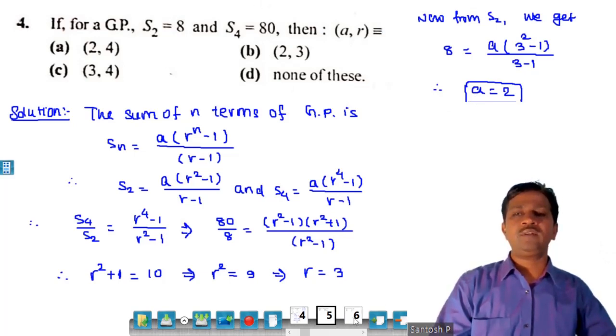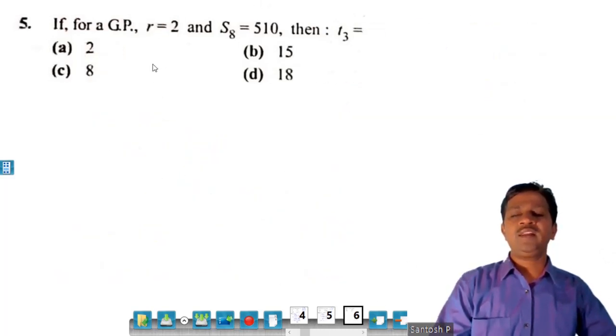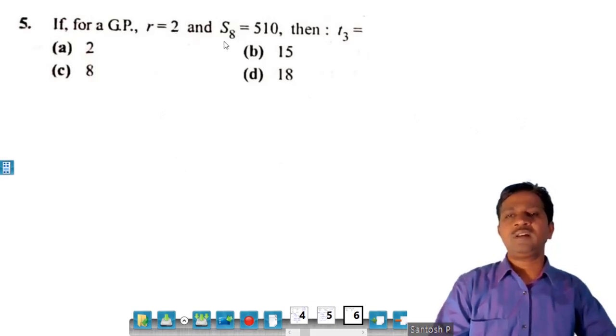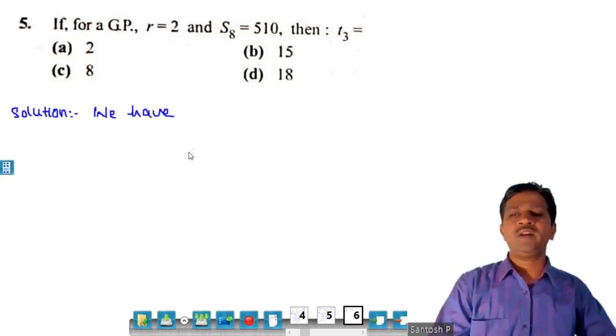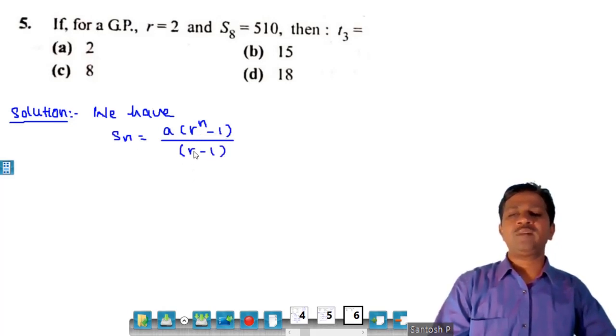Okay, let us see now the next example, example 5. Again in this question, R equals 2 is given, and S8 is given to be 510, and we have to find T3. So for finding T3, I need the values of A and R. R is given to me, so I just need the value of A by using this S8, and by using the formula for the sum of n terms, I can find the value of A. Let us write the formula for SN, which is A into R raised to n minus 1 upon R minus 1. This is the formula for the sum of n terms of a GP.